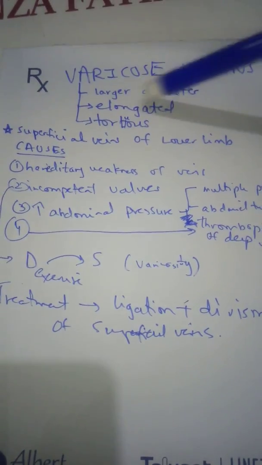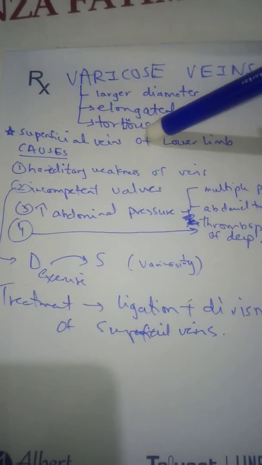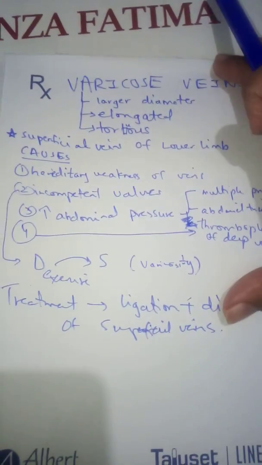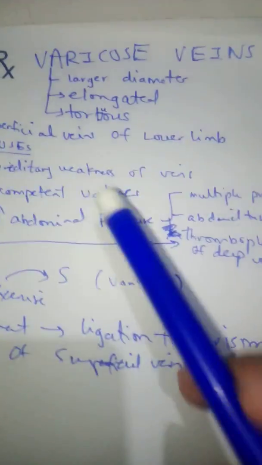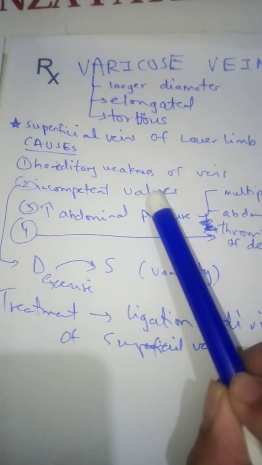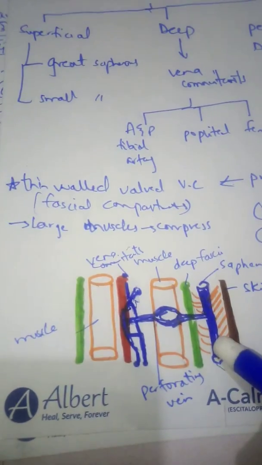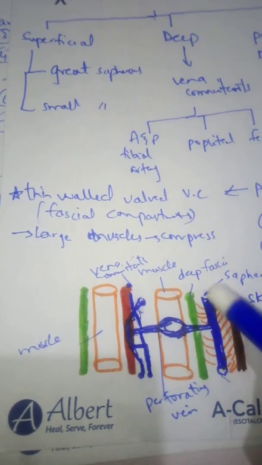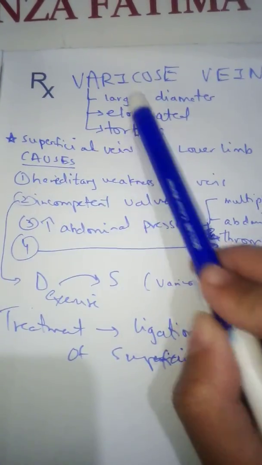Varicose veins are formed when there are large, elongated and tortuous veins which are formed due to increased pressure in the deep veins, which is transmitted through the perforating veins to the superficial veins due to the incompetency of valves. Because the valves are not competent, they transmit the pressure from the deep to the superficial veins, and hence these veins become elongated, tortuous and larger in diameter than normal.